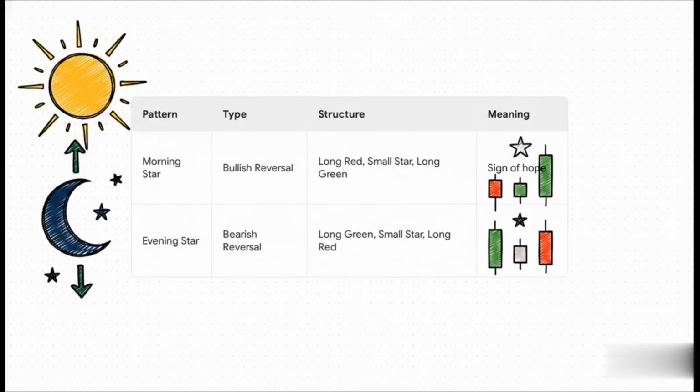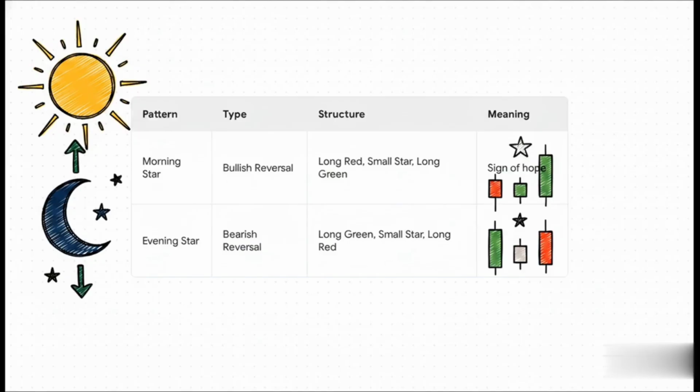And finally, let's talk about our star witnesses, the morning and evening star patterns. Now, these are three candle clues, so they tell a bit more of a story. The morning star shows up after a downtrend. It's kind of like the sun rising after a dark night, a sign of hope. Its evil twin, the evening star, appears after an uptrend, signaling that darkness, or a downtrend, could be right around the corner.